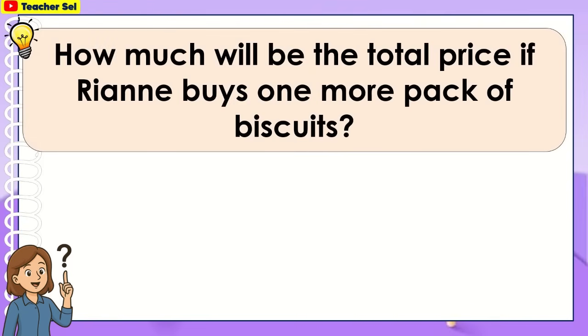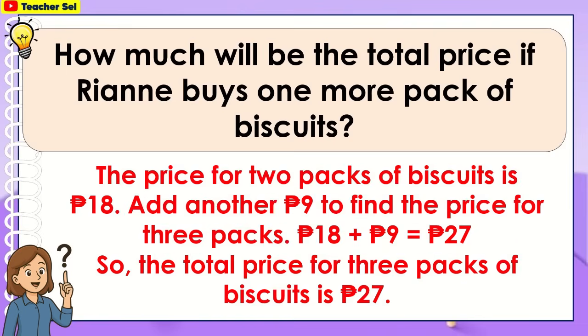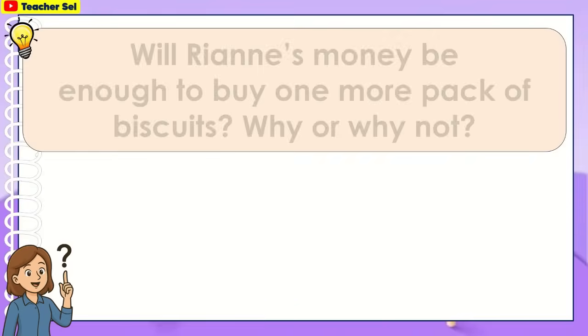How much will be the total price if Rian buys 1 more pack of biscuits? The price for 2 packs of biscuits is 18 pesos. Add another 9 pesos to find the price for 3 packs. 18 pesos plus 9 pesos equals 27 pesos. So the total price for 3 packs of biscuits is 27 pesos.